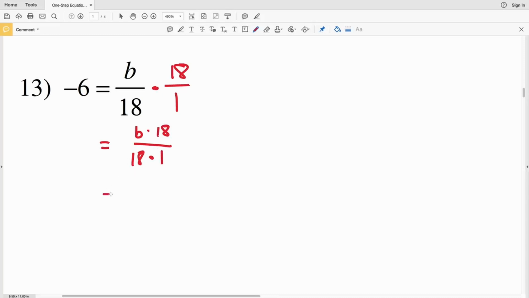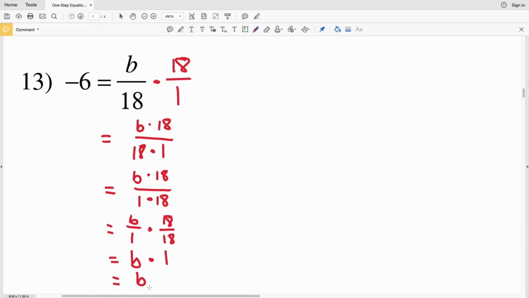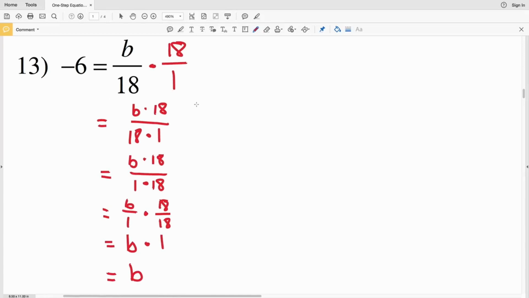Remember, multiplication is commutative. So we can write b times 18 over 1 times 18. Well, this is the same as b over 1 times 18 over 18. We know that b divided by 1 is simply b, and we know that 18 divided by 18 is 1. So b times 1 will give us b. And remember, whatever we do to the right side of the equation, we have to do to the left. So we started out by multiplying by positive 18 over 1, which is the same as the whole number 18.